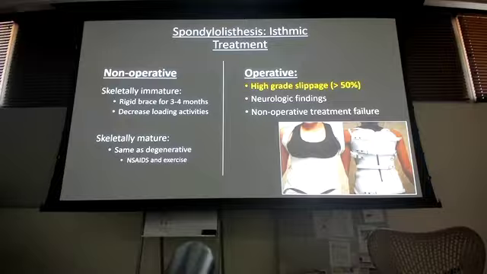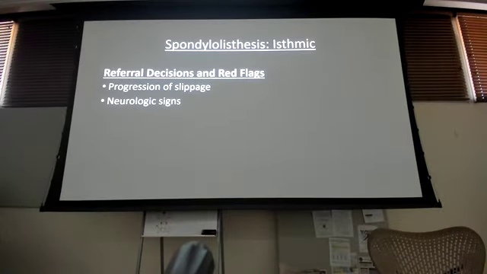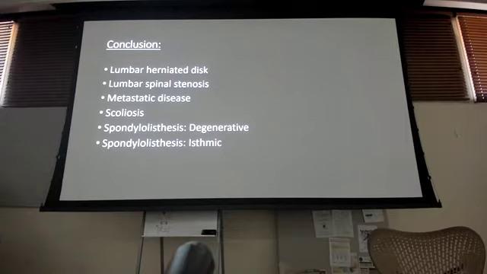So operative high-grade slippage, 50%. You guys love that number 50%, because it fits neatly into a bunch of other stuff. We always say 50-50, 80-20. If you're going to guess one of those, get smart. So neurologic findings, obviously, and they've done all the non-operative stuff. Red flags: progression of slippage, which you see either on serial radiographs over time, or they have neurologic symptoms. So that is it in a nutshell.